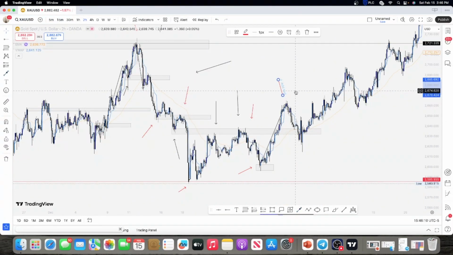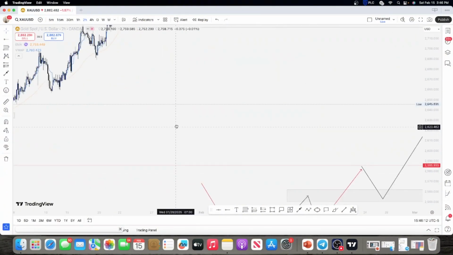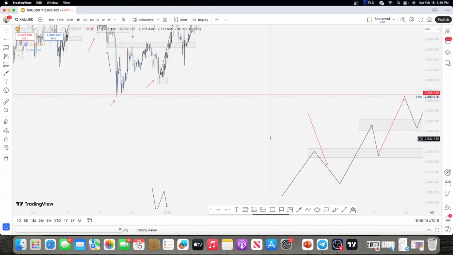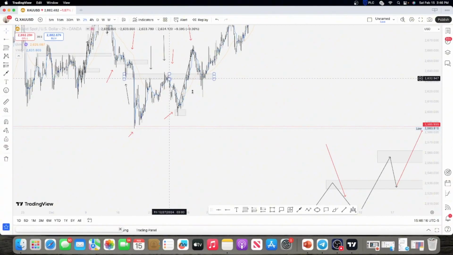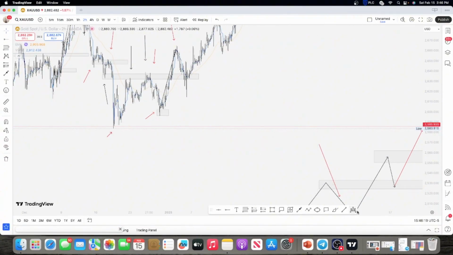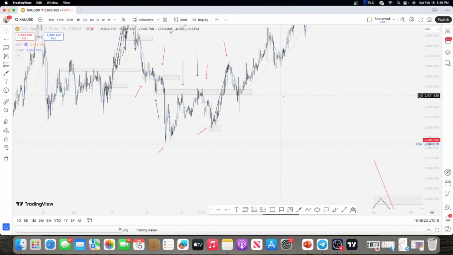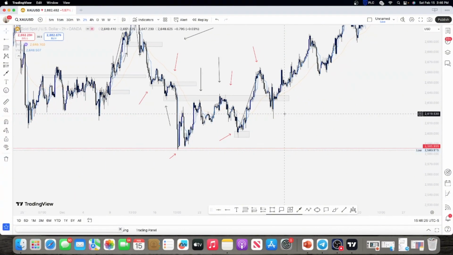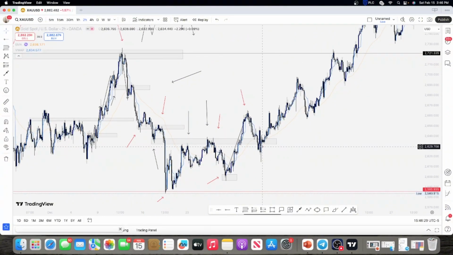Okay, now what do we wait for? Take a look at the drawing over here. Similar, right? We have resistance, we have a break above. We get a pullback. What do we see? Price action perfectly remaining itself above. Boom, switch the structure, starts heading back into the upside.